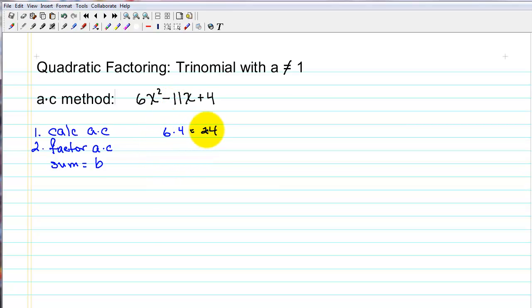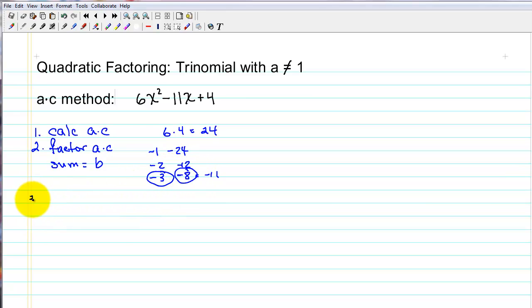So we have a positive number here, so they have to either both be positive or both be negative. So in this case, since this is negative 11, they both have to be negative, so we can have negative 1 and negative 24. That doesn't add up to negative 11. Negative 2 and negative 12, that's negative 14. Negative 3 divides into 24 8 times, that equals negative 11. So this is an important part of our numbers.